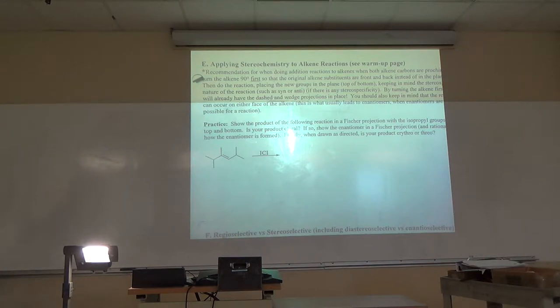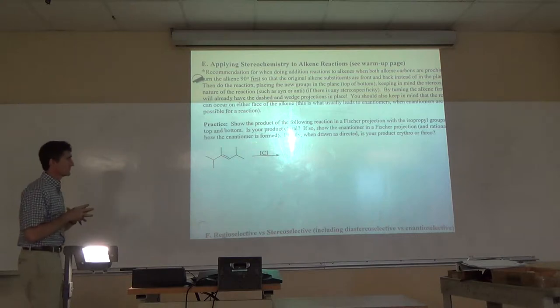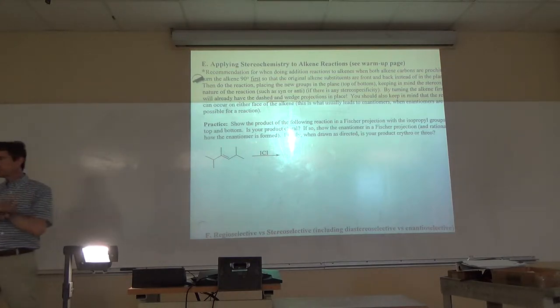Okay? So we have an alkene reaction with all the stereochemistry built in. This is one of the more complex, comprehensive problems of test two. First off, let's forget about stereochemistry. Just show the product with no stereochemistry, just the generic bonding. What's going to be the product?